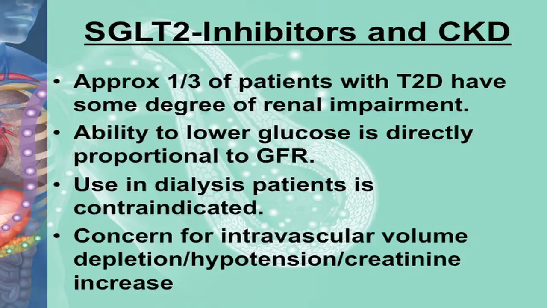But the question then arises, so at what stage of renal impairment are you comfortable utilizing these agents? Can you go as far as stage 4 CKD as long as the patient is making urine? And why is this important for us to consider? It is important because approximately 1/3 of the patients you've seen in the clinic when you get back next week have some degree of renal impairment. And the ability to lower glucose is directly proportional to GFR. So using dialysis patients is contraindicated when it comes to the SGLT2 inhibitors, right?